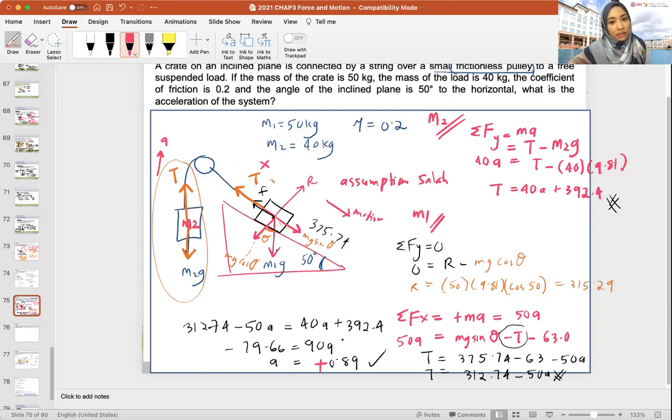But in this case, we got a negative A, right? So maksudnya, our assumption is wrong. Therefore, our system is accelerating to the left. That is it. Positif negatif tu akan bagi tahu assumption salah ataupun betul. That is it. Okay, that's it for today.